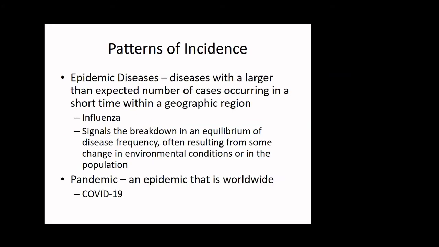Epidemics are diseases that are occurring a lot more than expected in a short time within a geographic region, like influenza has epidemics almost yearly, right? A pandemic is an epidemic on a worldwide scale. So COVID-19 would be a great example of a pandemic.